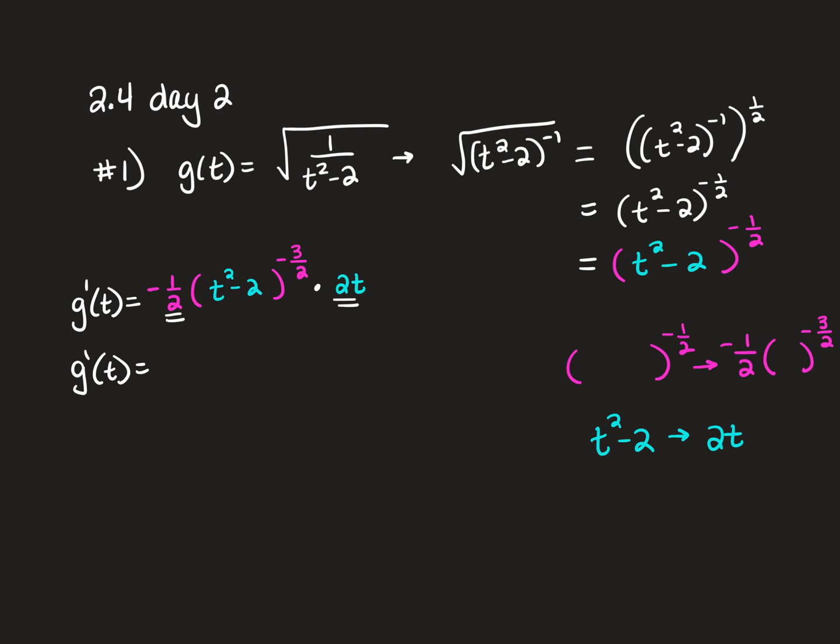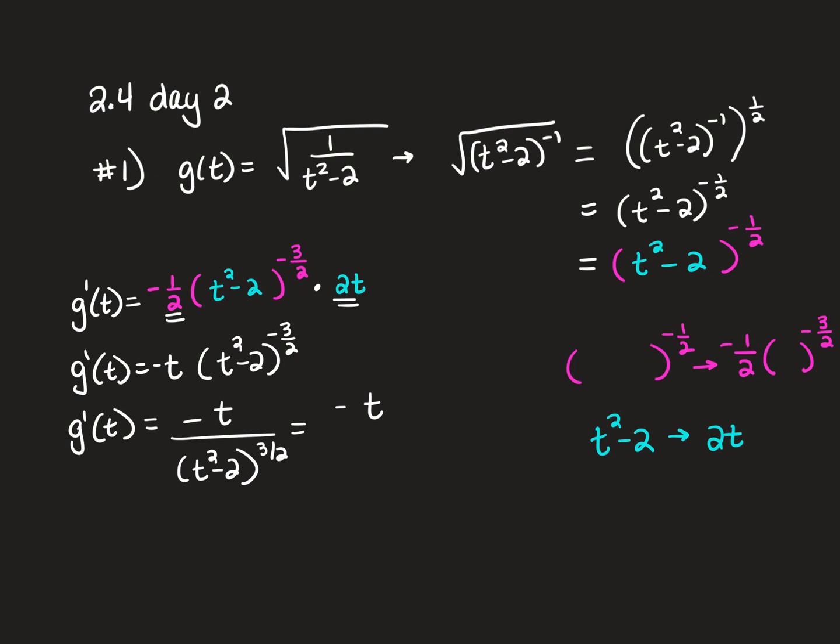So negative 1/2 times positive 2t is just negative t, times t squared minus 2 raised to the negative 3/2 power. Now I could rewrite that: t squared minus 2 raised to the negative 3/2 power needs to be in the denominator of our fraction, and then it'll have a positive power. And if you want to write that as the square root of t squared minus 2 cubed, you could do that as well. So either one of those would be okay.